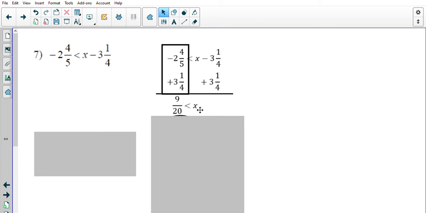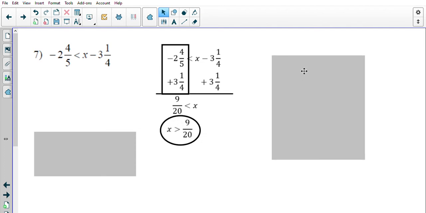I do those as separate steps. Don't try to combine too many steps at once. So flip everything around and you're going to get x is greater than 9/20. Keep in mind the meaning is the same because the mouth of the alligator is facing the x here and here. The pointed part of the arrow is facing the 9/20 both here and here.